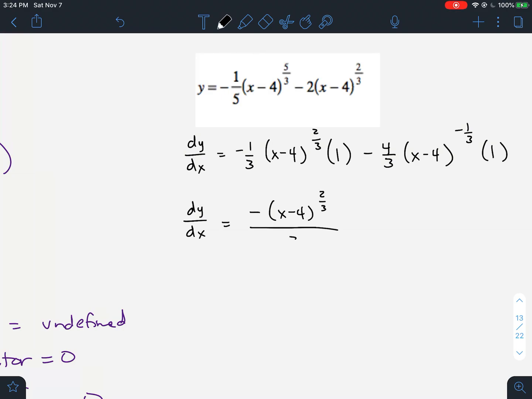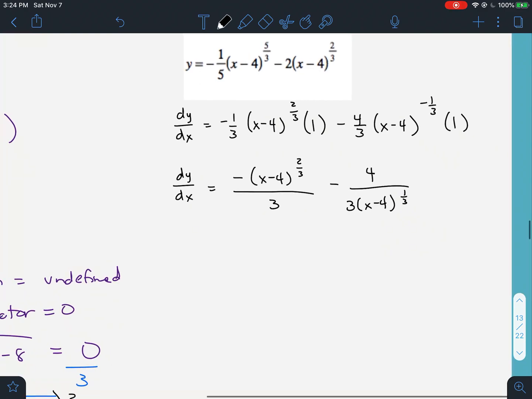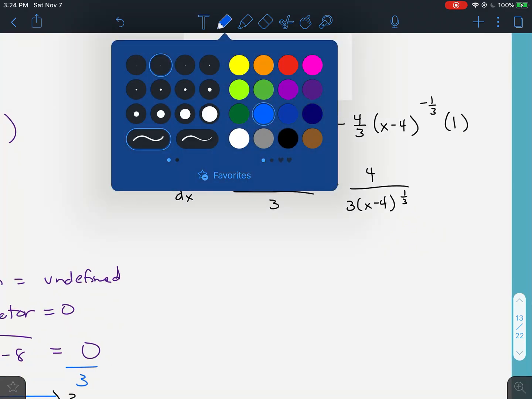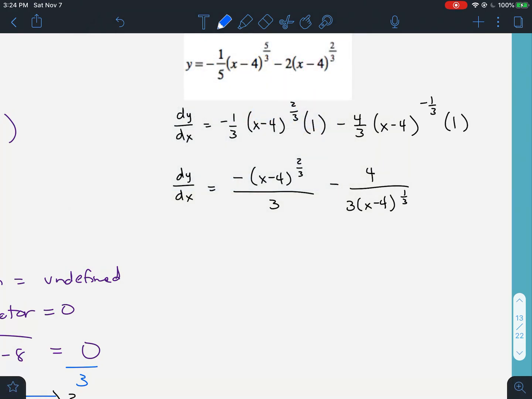And so if I were to rewrite this, I would have negative x minus 4 to the 2/3 over 3 minus 4, and then 3 times x minus 4 to the 1/3. Now, unfortunately, I have two fractions. In order to combine them, I need a common denominator. So the common denominator is going to be 3 times x minus 4 to the 1/3. So I need to multiply this first fraction by x minus 4 to the 1/3.